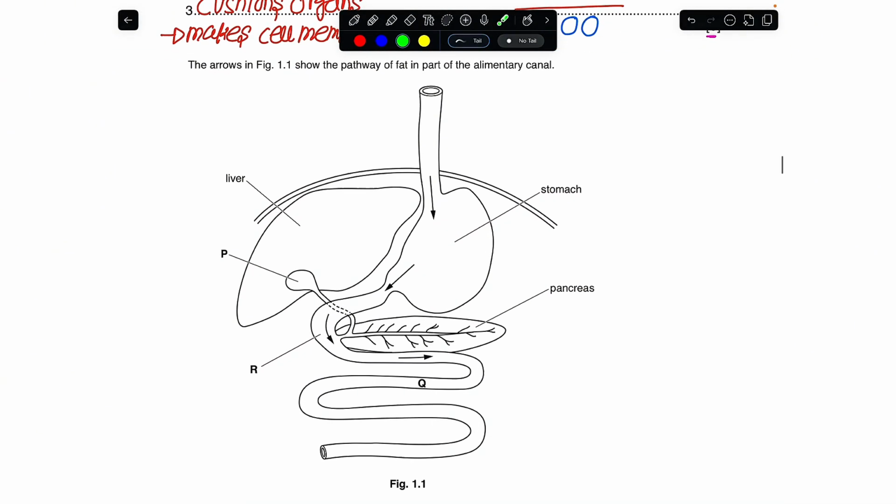If I move toward figure 1.1, here they show you the pathway of the fat in part of the alimentary canal. Here I have the esophagus. Then we have the stomach here. And then here we have the pancreas. They show you the liver here. We have the gallbladder here. And you see the gallbladder and the pancreatic secretions go into the small intestine that we have here.